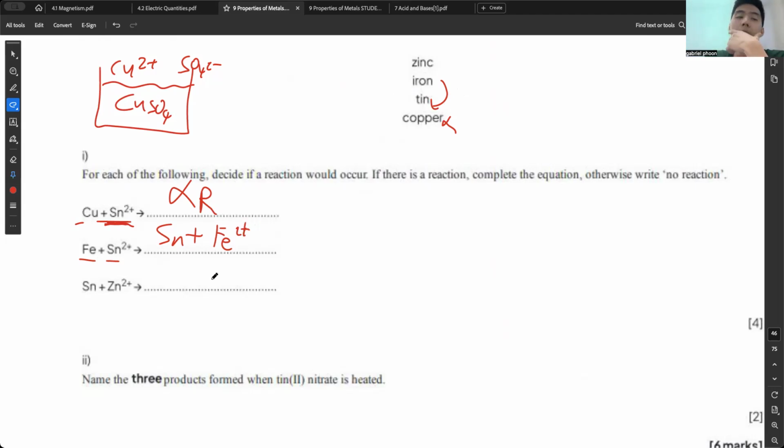Finally, this one here, Sn, which is tin again, and zinc. This thing is below this thing here. So it means the tin cannot displace the zinc ions, so once again there'll be no reaction here. Fe2+ Sn will be the same thing as Sn plus Fe2+, because 3 plus 1 is the same as 1 plus 3.